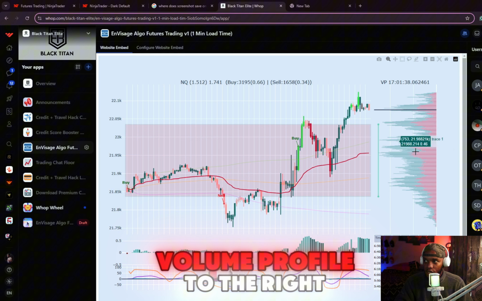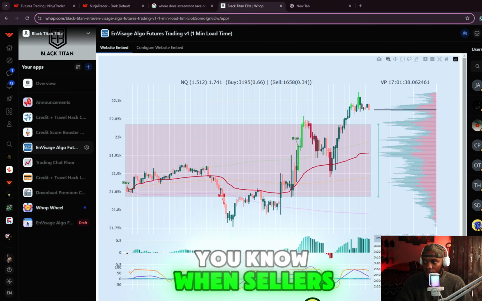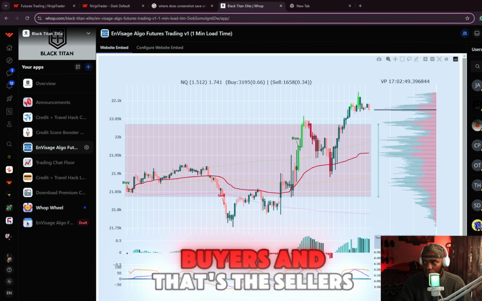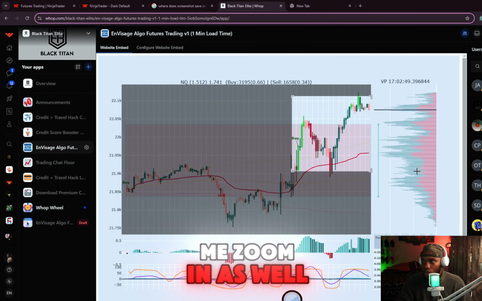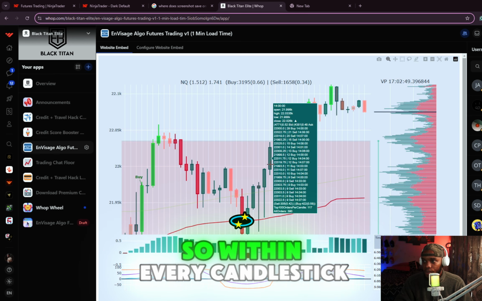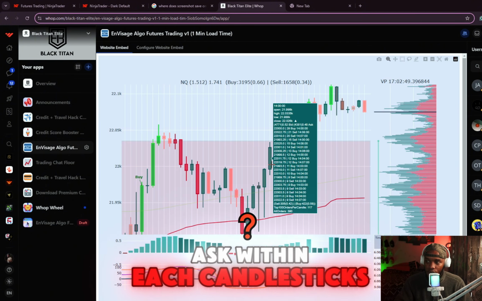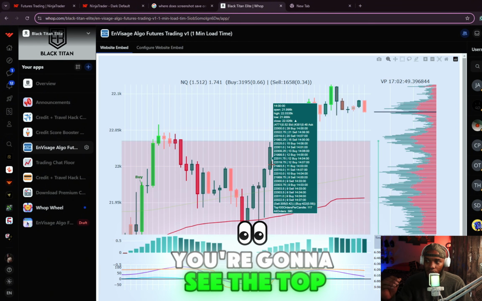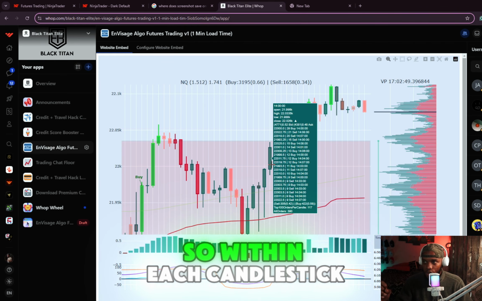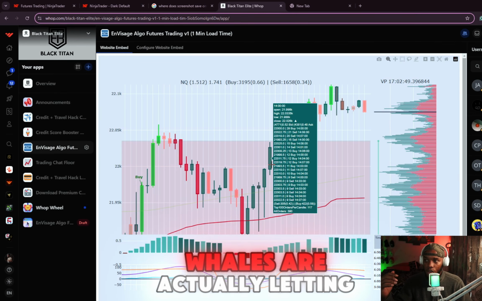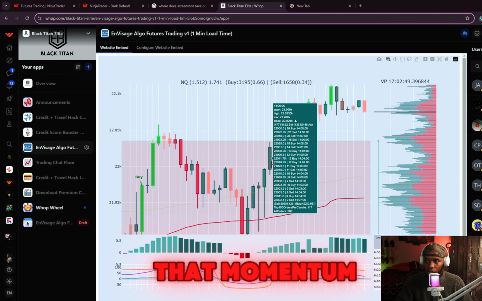You get a nice volume profile to the right. You also get this tool at the bottom to let you know when sellers or buyers are leaving. So this is the buyers and that's the sellers. The other thing that I love is, let me zoom in as well, you get this thing called footprint. Within every candlestick, you get to see the bid and the ask. And if you look all the way on the bottom, you're going to see the top 100 orders. This is how we're able to pay attention to what the big whales are doing. Within each candlestick, we can tell if big whales are buying into a momentum, or selling off in that momentum. So I think it's very powerful.